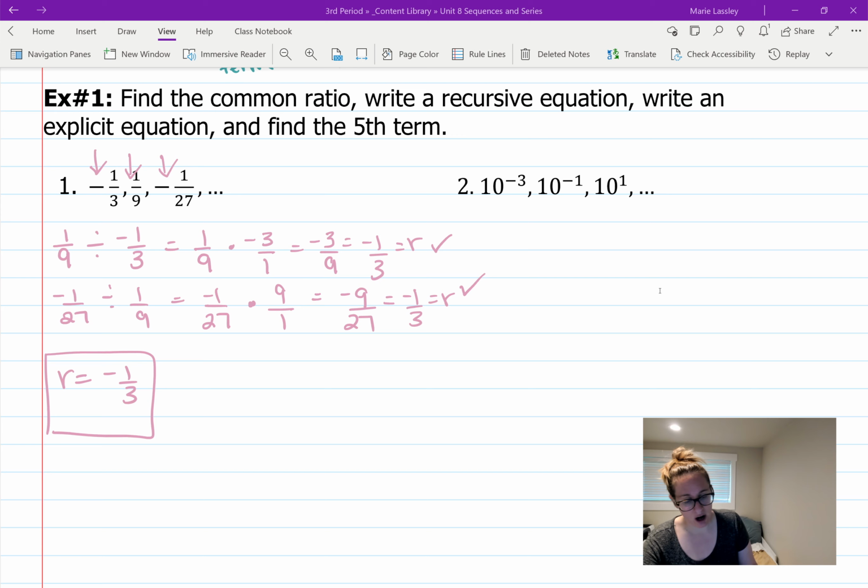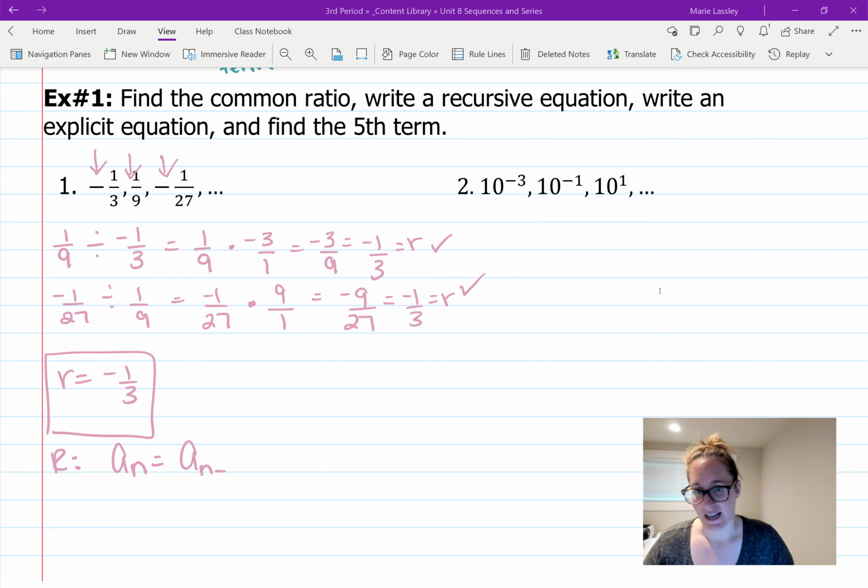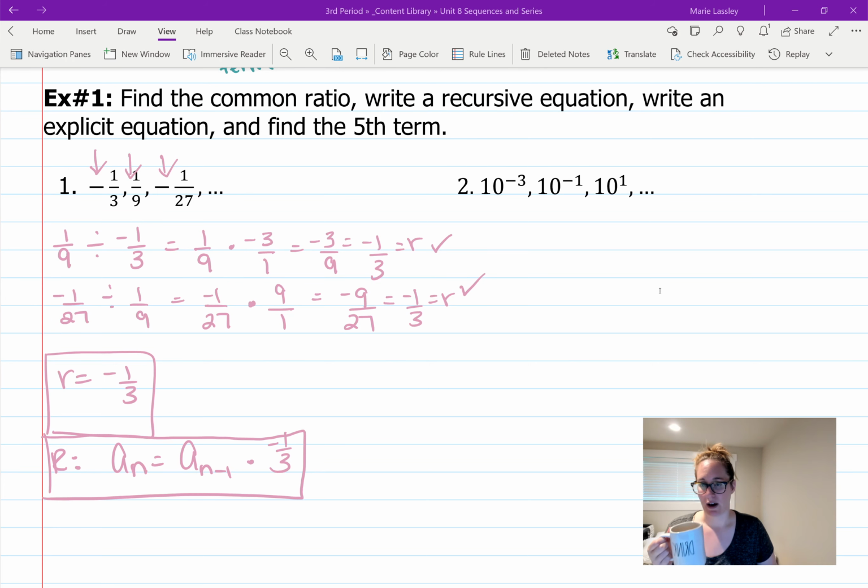Okay, so we have our common ratio. Now I want to write our recursive equation. So this one's pretty easy. So recursive, we go a sub n equals a sub n minus 1 times the common ratio of 1/3. And that's it. That's all you have to do. So recursive equations, usually pretty easy to make, just annoying to use. That's fine. All right, next up we have our explicit equation.